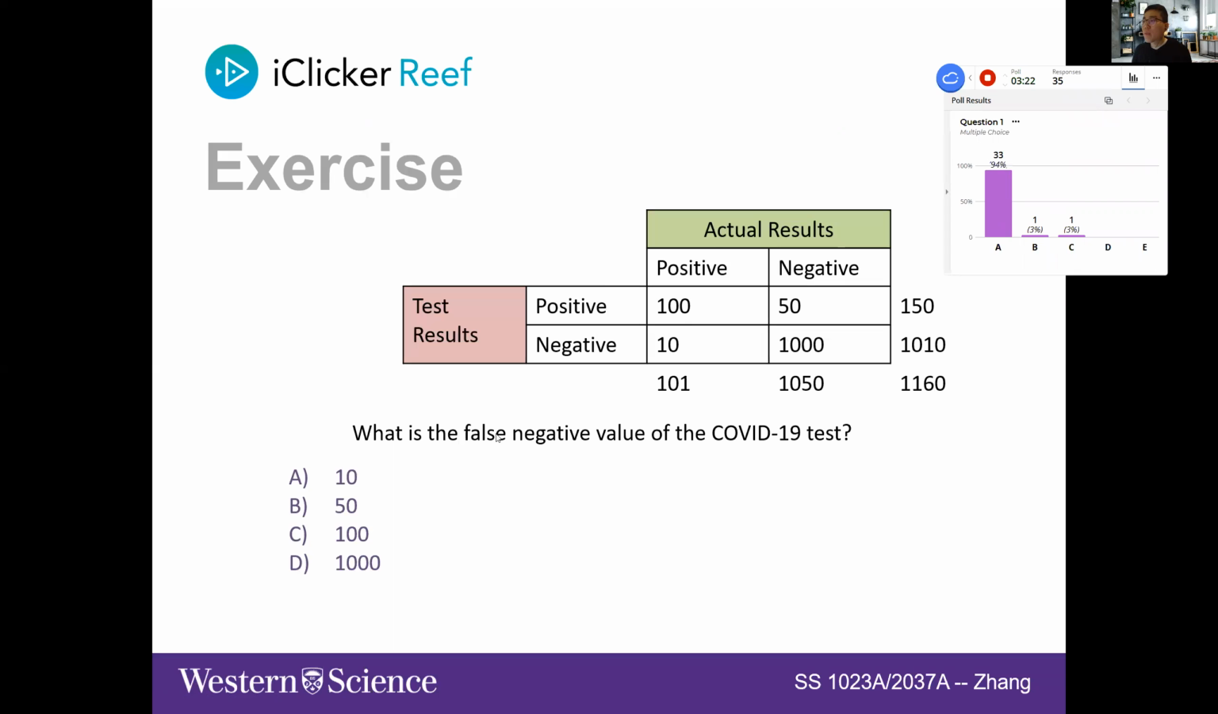So first of all, we're talking about negative, right? And this negative corresponds to the test results, which means we're looking at this row. And because we're talking about false, what type of outcome is false? The positive one is the actual result, which is not the same as our negative one. So this one is the false. That's why the answer is actually 10. Which is very straightforward, right? We start with the test results and check whether it's true or false, which means whether our actual results are aligned with our test results.